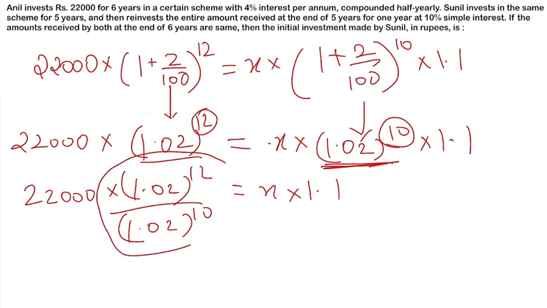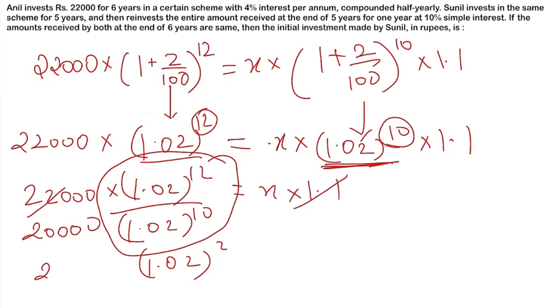Now you can use your law of indices. This entire thing will actually become 1.02 the whole raised to 2. And 11 and 11 would cancel out to give you 20,000 here. So your final answer is 20,000 into 1.02 square. This should be your investment made by Sunil.